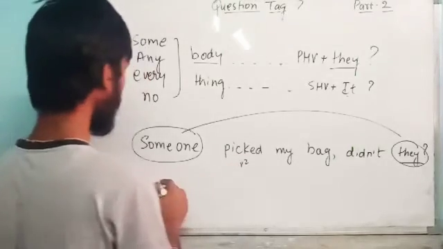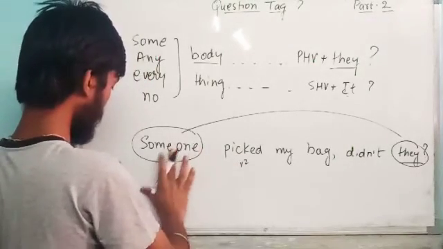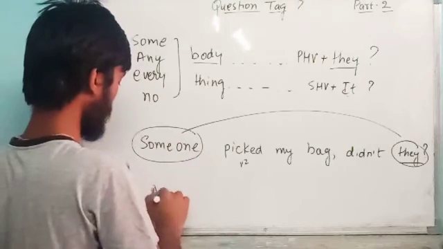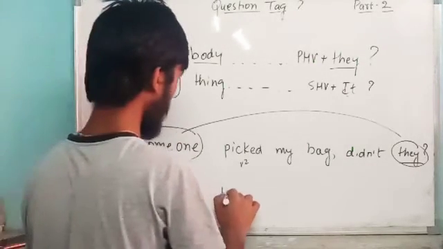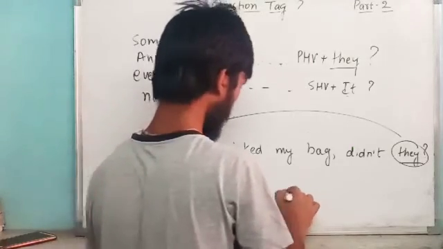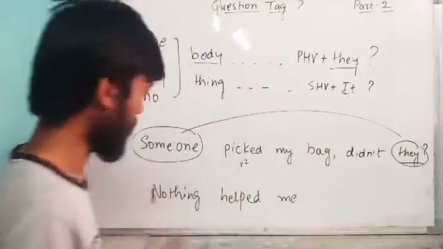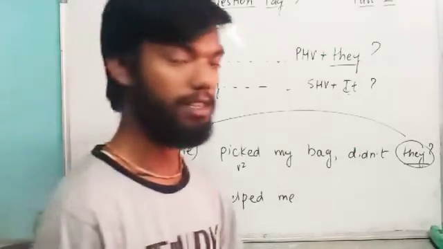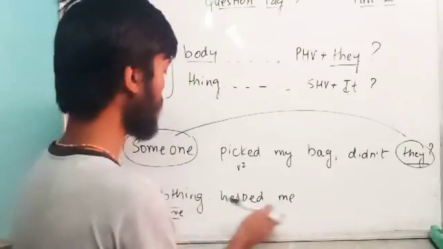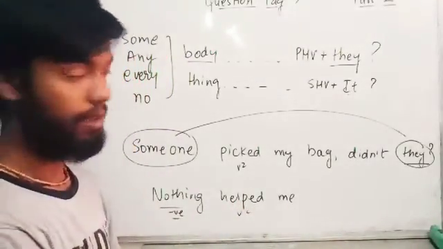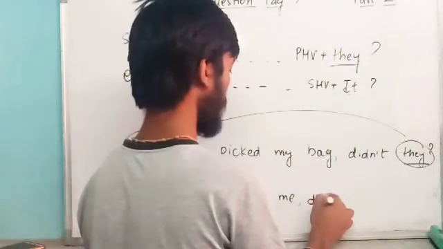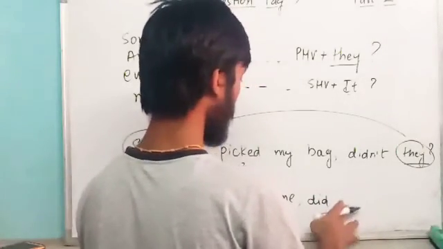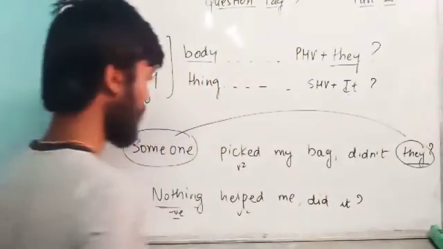Next sentence, let's take one more sentence. Nothing helped me. Okay, nothing helped. Nothing, as you know, is a negative word, so we need a positive question tag, right? So help, this is past indefinite, so we need did for this. Did. According to this, it is nothing. This is non-living, right? Nothing. Did it. We need did it.